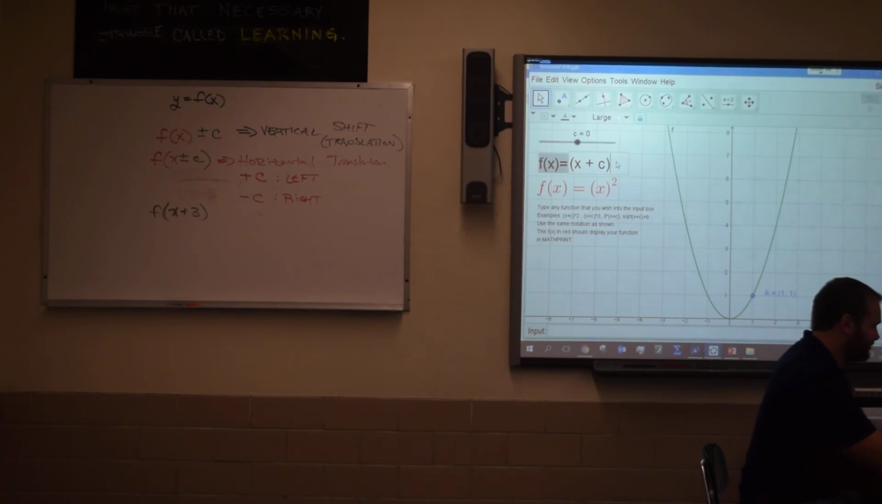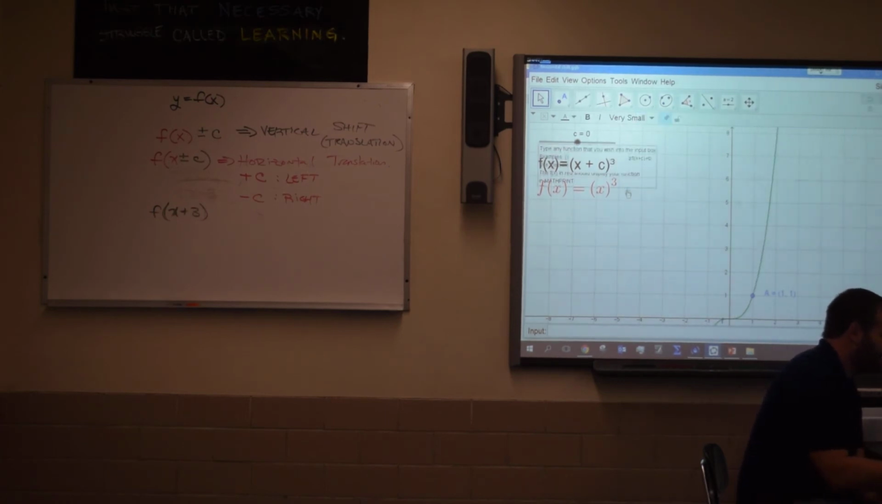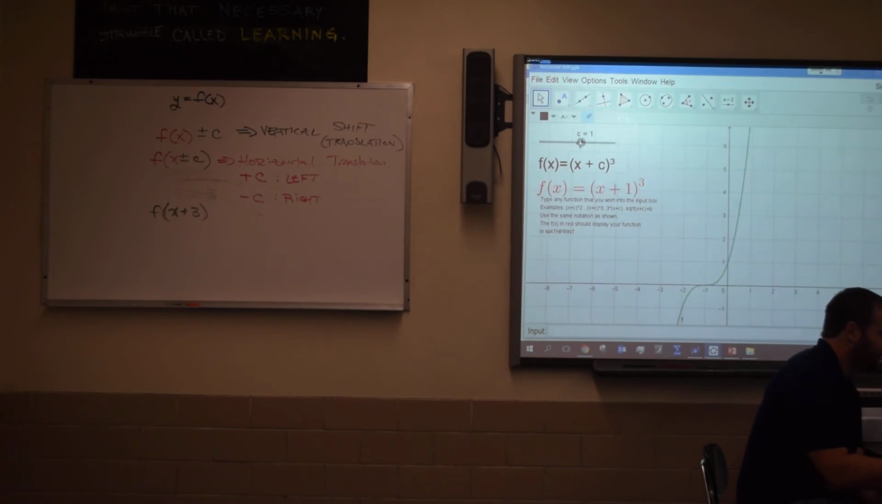If I want to go x cubed, okay, there's my initial function. Add 1 moves it to the left. Add 2 moves it to the left further. It keeps going, right? But you see then algebraically that's a plus sign that's moving left. If it's a minus sign, it's going to move it to the right, correct?